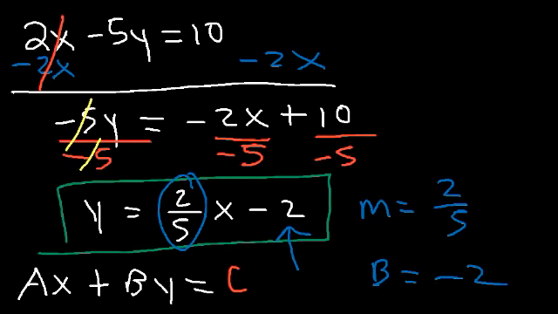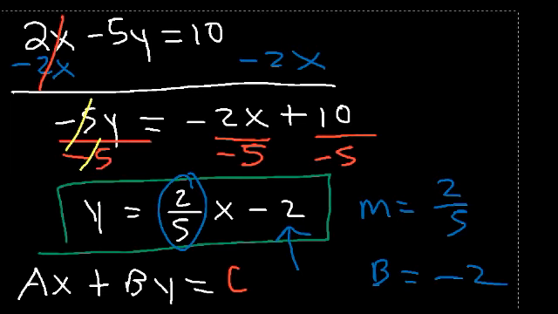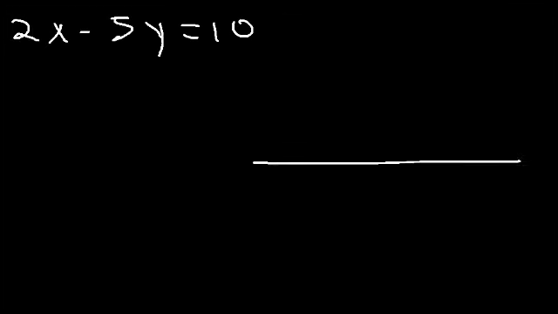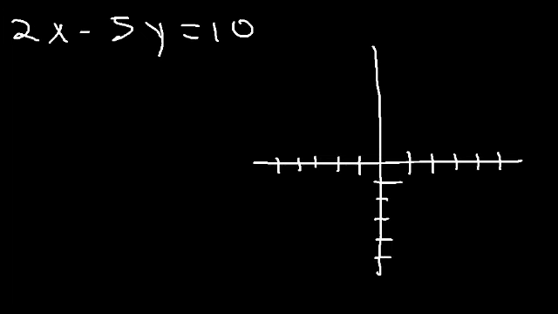But now, how can we graph the equation in standard form? We know how to graph it in slope-intercept form, but how can we graph it in this form? Now, what we need to do is find the x and the y-intercept. Once we find them, we can plot those 2 points and graph the equation. So let's go ahead and do that. Let's find the x-intercept first.